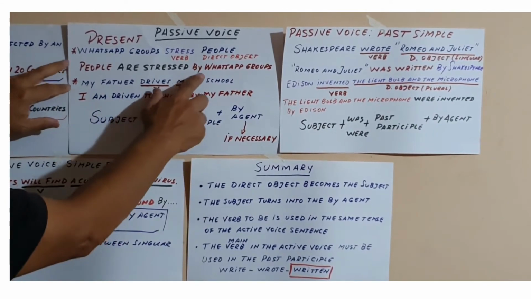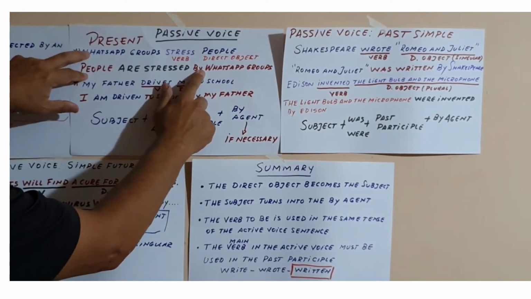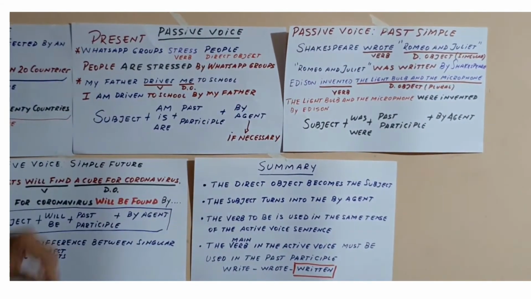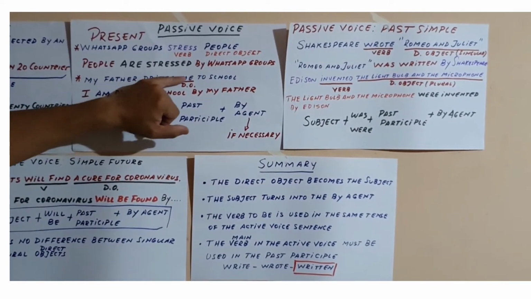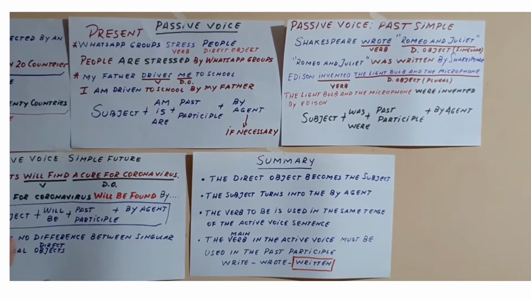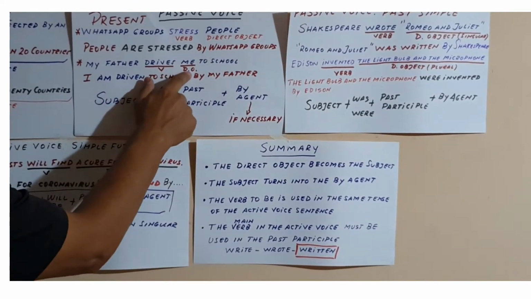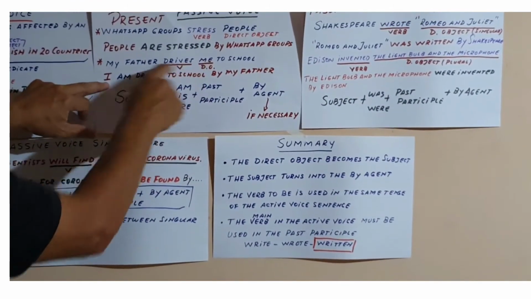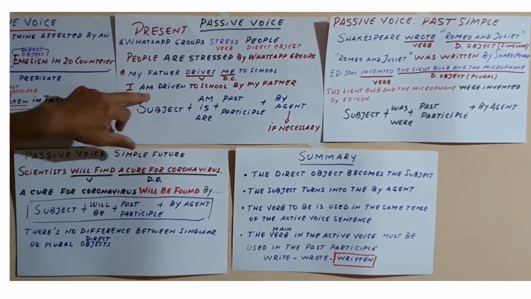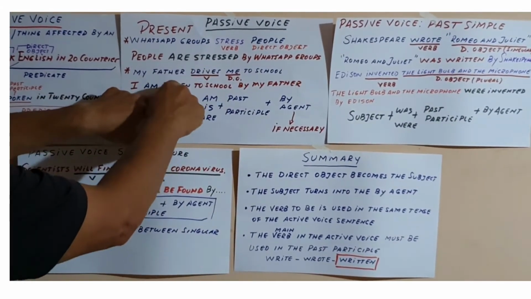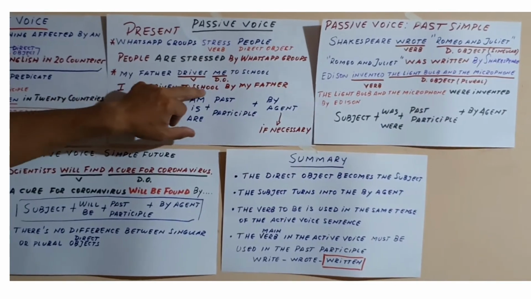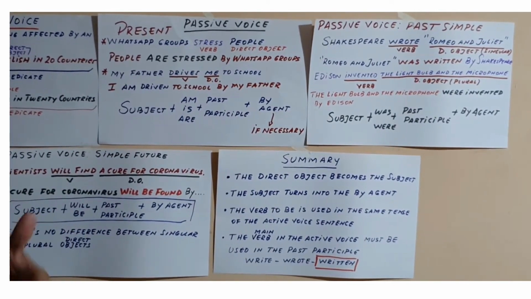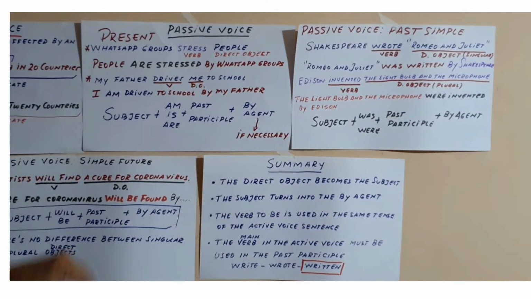En este caso sí tenemos la presencia del by agent, porque es necesario ponerlo. Or, my father drives me to school. Mi papá me lleva a la escuela. In this case, the direct object is me. Como me es un pronombre objetivo, no puedo comenzar con me. Voy a comenzar con I. I am driven, la tercera columna de drive. I am driven to school by my father. That is to say, mi papá me lleva a la escuela.